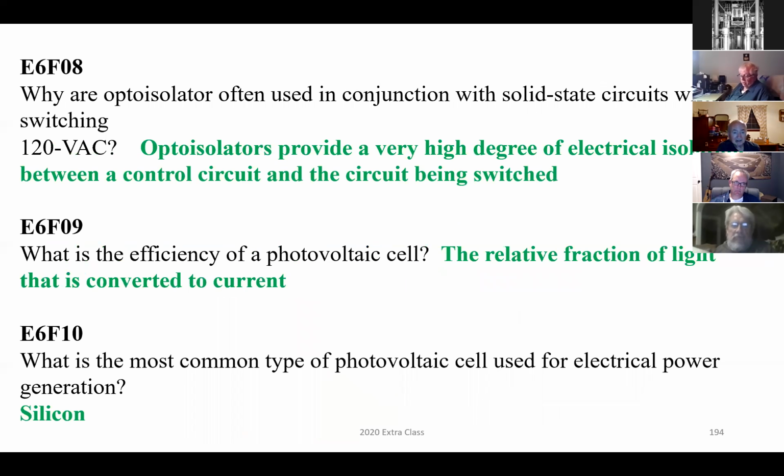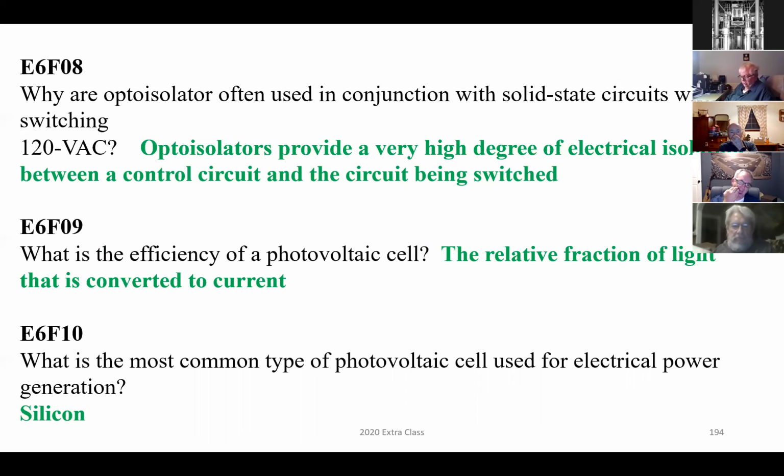Number 8. Why are optoisolators often used in conjunction with solid state circuits when switching 120 volts AC? It's going to be C. Optoisolators provide a high degree of electrical isolation between a control circuit and a circuit being switched. Number 9. What is the efficiency of a photovoltaic cell? It will be D, the relative fraction of light that is converted to current.